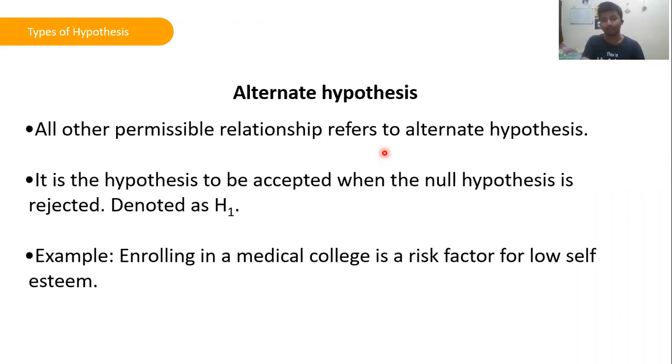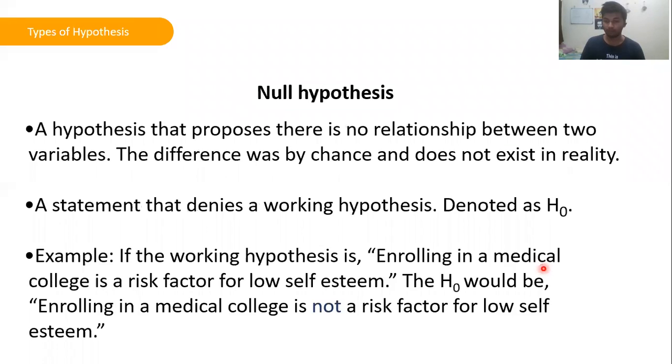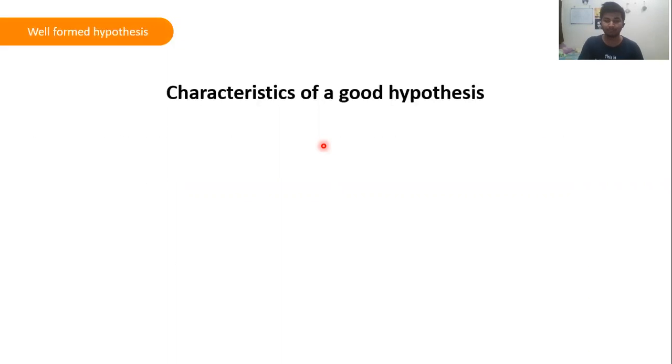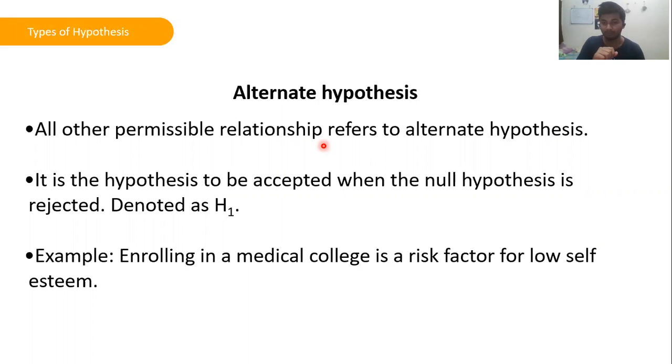Take the very same example: enrolling in a medical college is a risk factor for lower self-esteem. This is your alternate hypothesis. Either this will be true, which means the null hypothesis is false, or it is not a risk factor, which means the alternate hypothesis is false. And whichever is correct, if the null hypothesis is true we will accept the null hypothesis. If this is true, then we will accept the alternate hypothesis.